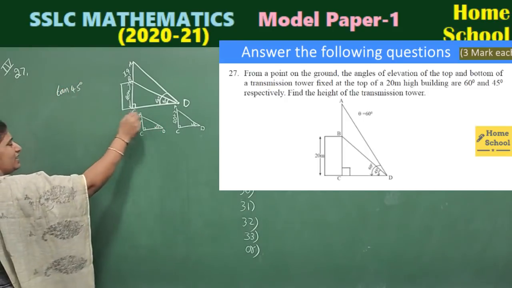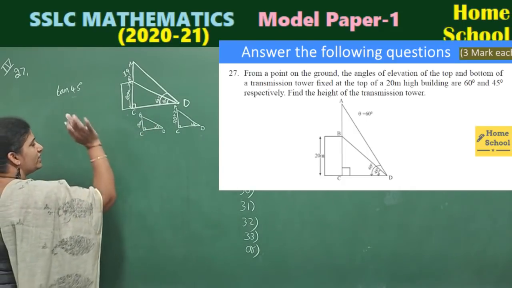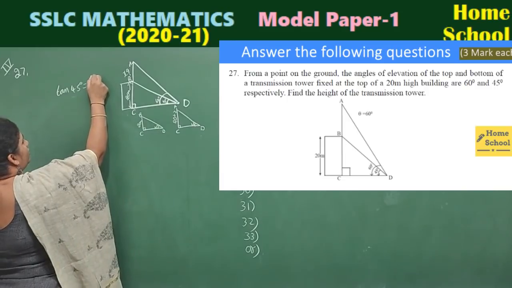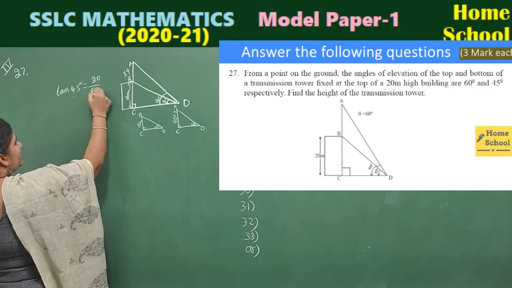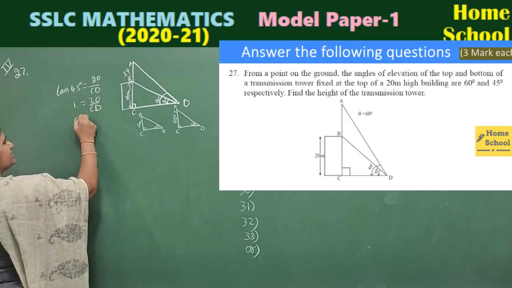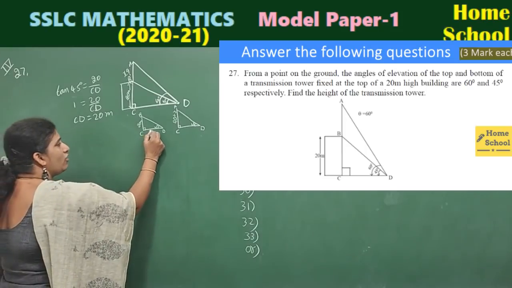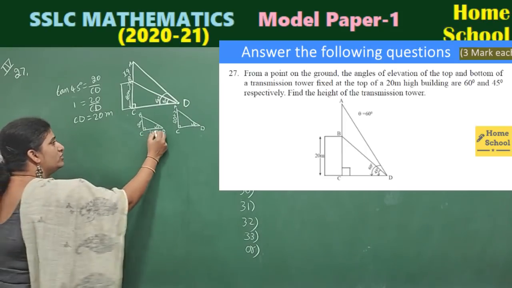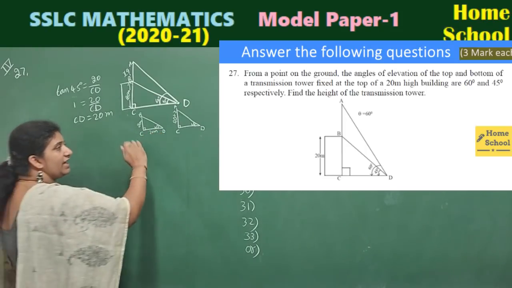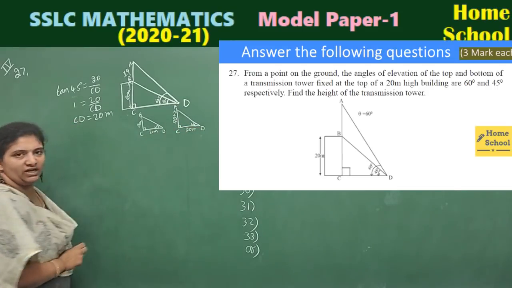Write clearly, children, in right angle triangle BCD. I just go with the ratio. Tan 45 is equal to 20 by CD. Tan 45 value is 1, so 20 by CD, CD value is equal to 20 meters. So I got CD is also equal to 20 meters.